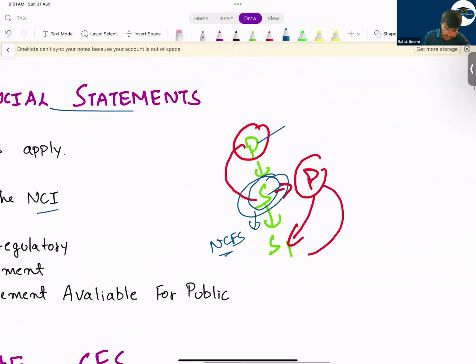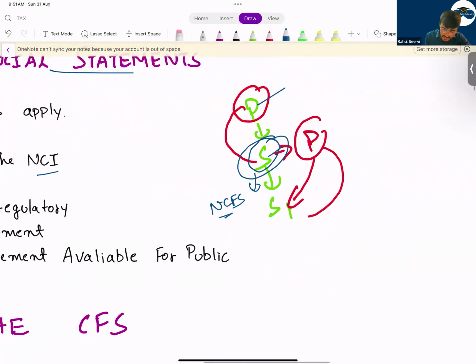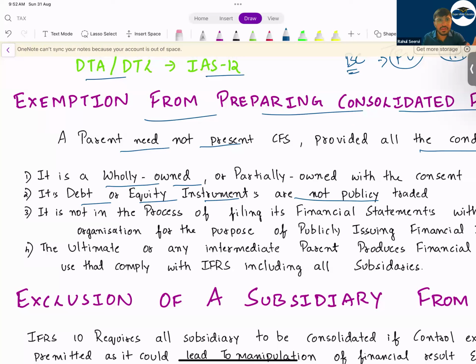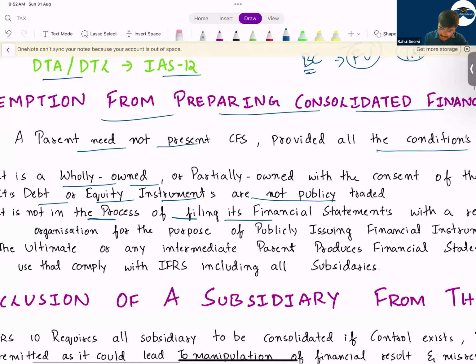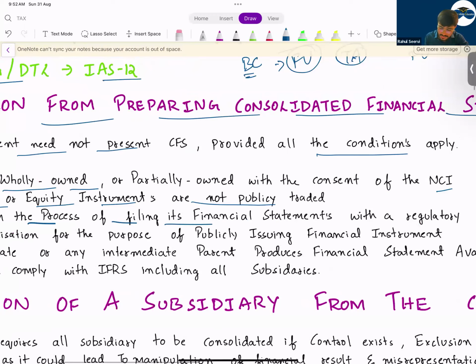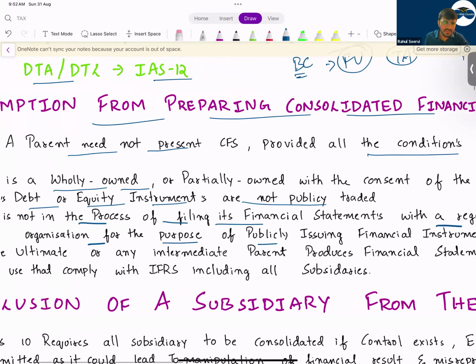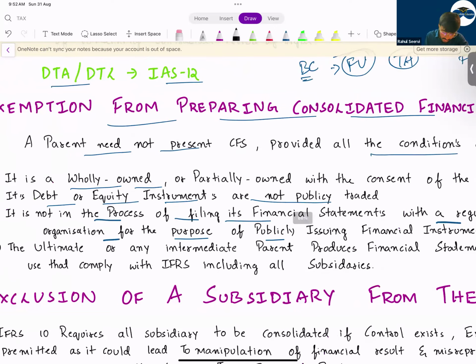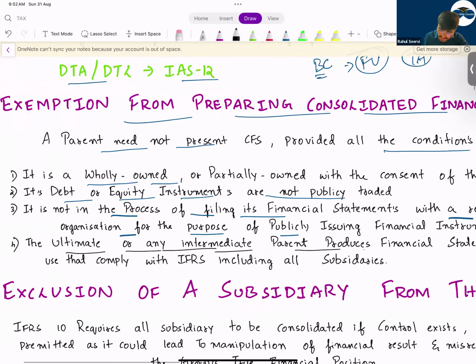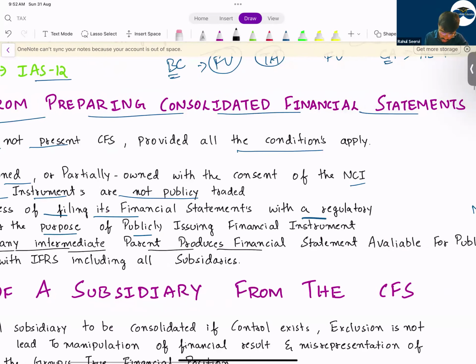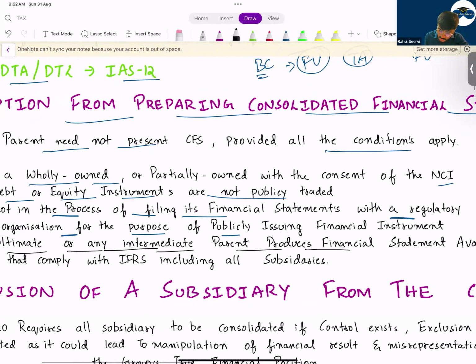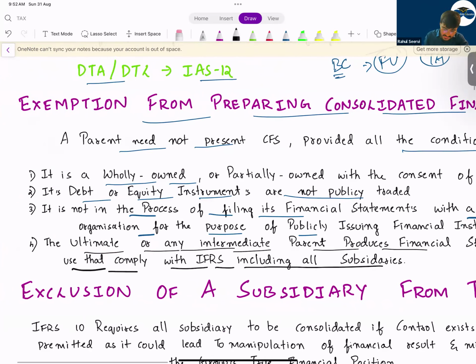Yes, sir. Then its debt or equity instruments are not publicly traded. It should not be publicly traded. Then it is not in the process of filing its financial statements with a regulatory organization for the purpose of publicly issuing financial statements. That means it should not be listed on the stock market. It should not be in the process also to be listed on the stock market. Then the ultimate or any intermediate parent produces financial statements available for public use that comply with IFRS standards, including all subsidiaries.